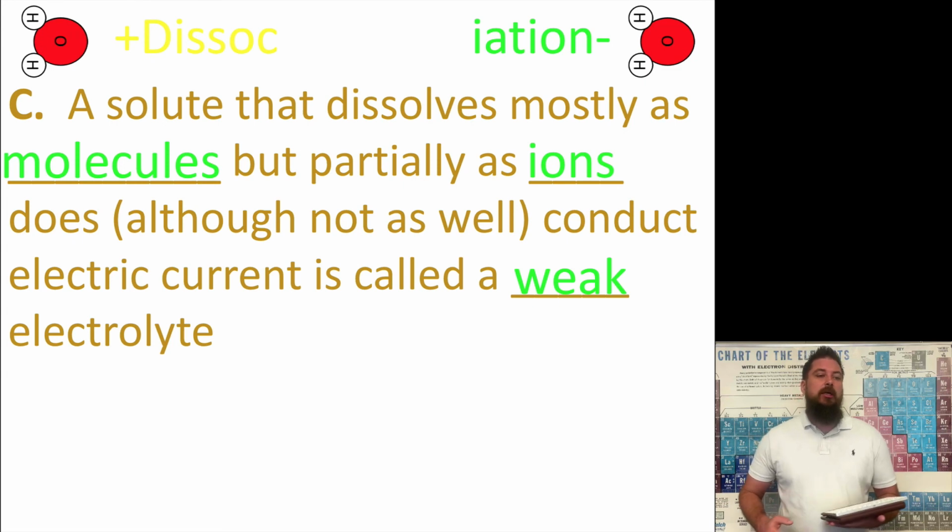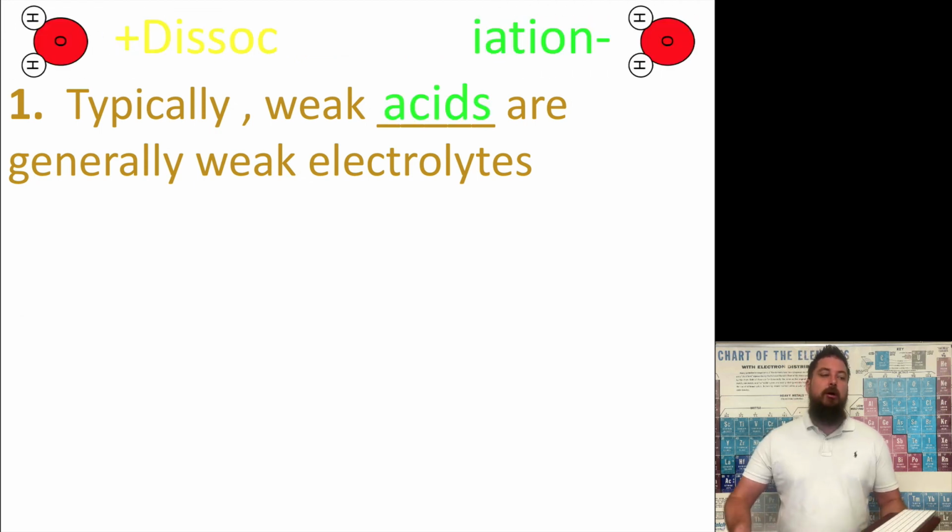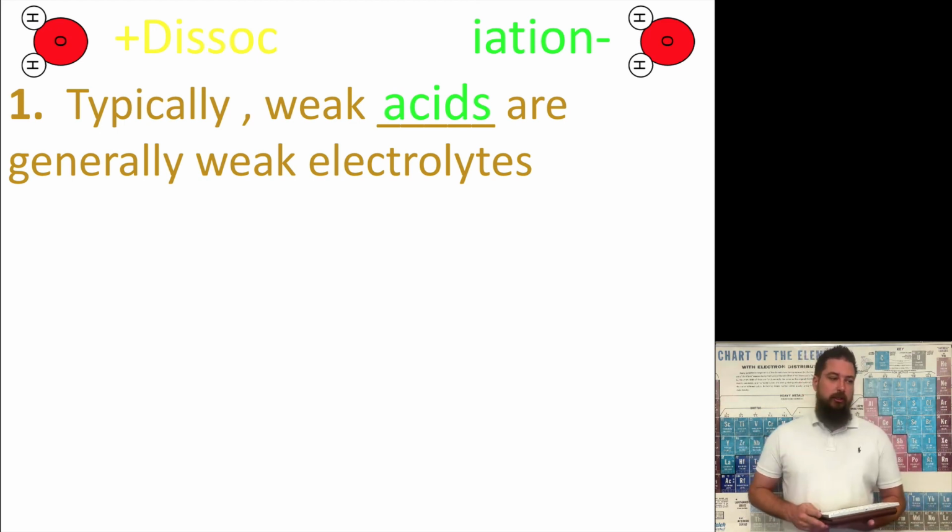So a solution that dissolves mostly as molecules but partially as ions, and we'll talk about this next unit again, those are called weak electrolytes. So we're not going to talk about this too much this unit, you won't need to worry about it, but there are some molecules that will partially dissociate, or some of them will and some of them won't. Again, we talk about that next unit. Those are weak electrolytes. They'll conduct a little bit of electricity. Weak acids are an example of a weak electrolyte. Again, the acids we'll talk about next unit.